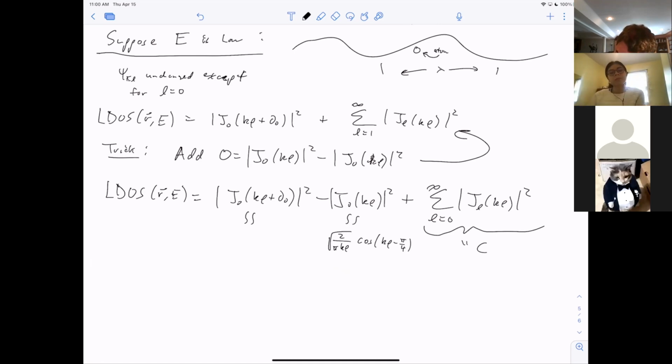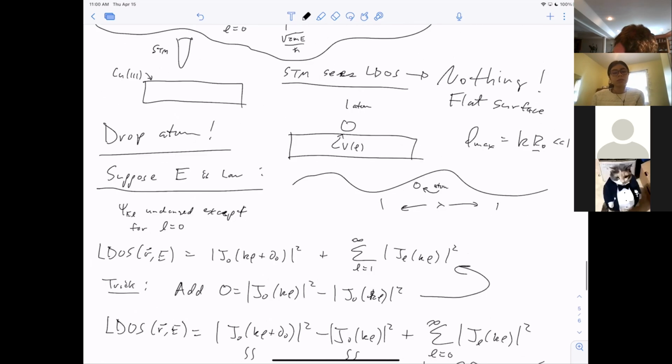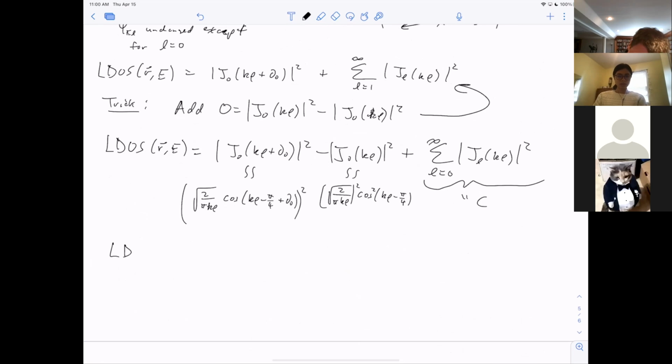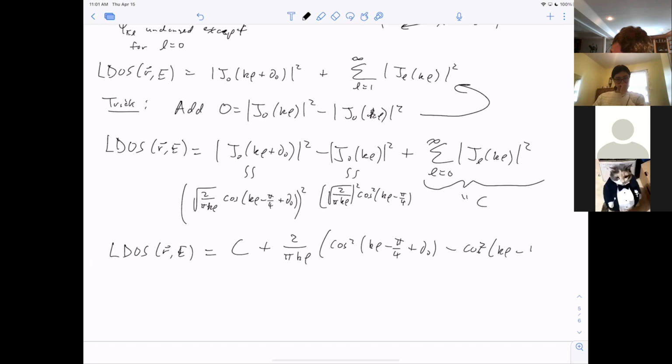And so then here I square it. I'm going to end up squaring the whole thing, and then this guy is going to look like the same thing: square root of 2 over pi k rho, cosine of k rho minus pi over 4 plus delta naught, squared. And so what we get then is this very simple little formula, a prediction that the local density of states is going to equal a constant plus 2 over pi k rho times cosine squared of k rho minus pi over 4 plus delta naught, minus cosine squared of k rho minus pi over 4. Okay, a little formula. This is it.